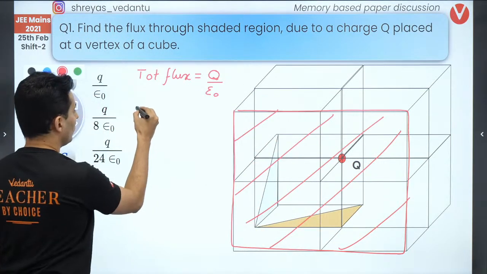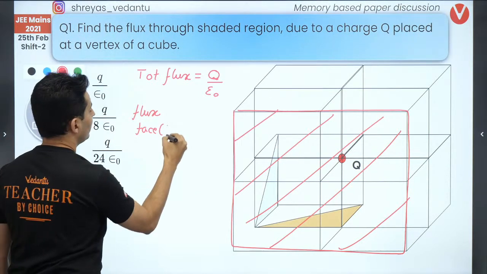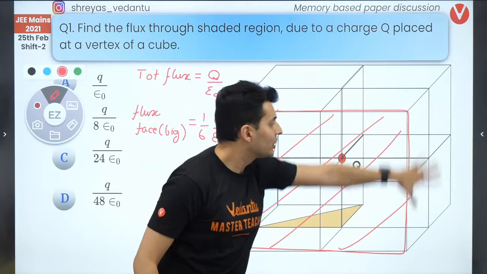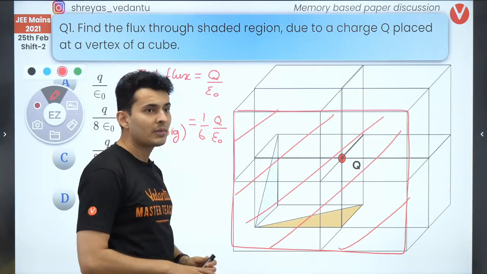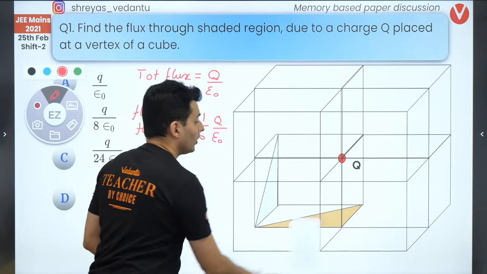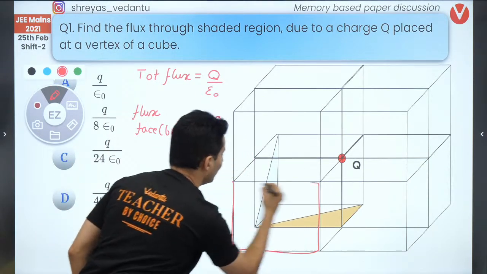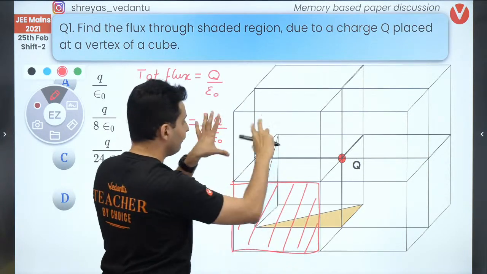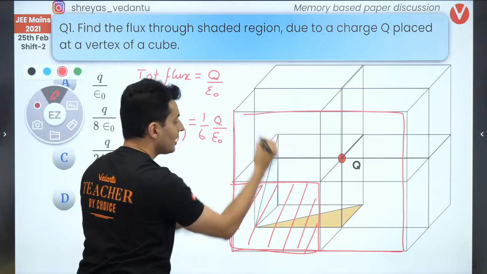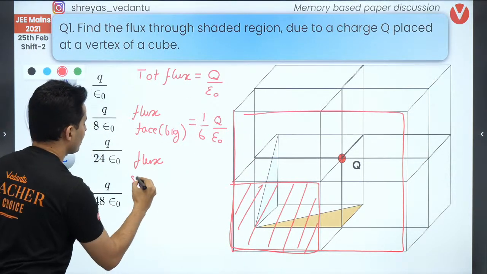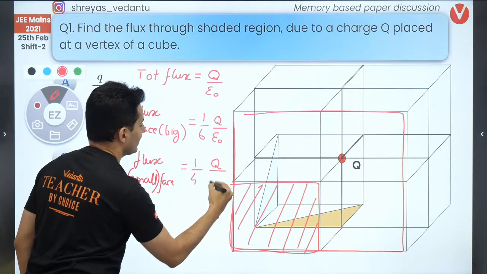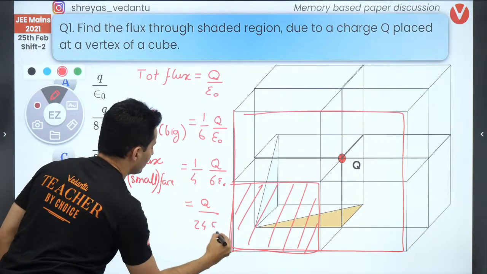Now, look at this big face, I hope you can visualize this. The flux through a face of that big cube will be 1/6 of Q by epsilon naught, because there are 6 faces, 1, 2, 3, 4, 5 and 6. I hope this is clear. Now, once this is understood, think about any one face of that small cube. There are 4 such small faces in the big face. So the flux through a small face will be 1/4 of Q by 6 epsilon naught, which means it will be Q by 24 epsilon naught. Is everybody getting it?